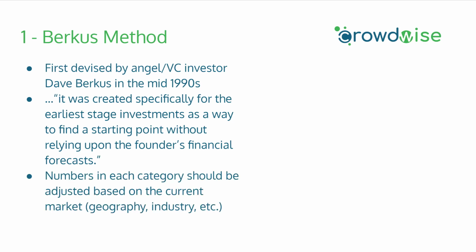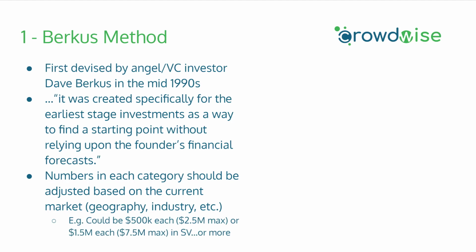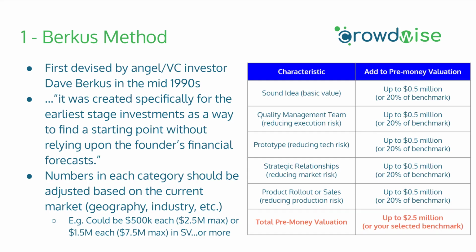Now, the numbers in each category have to be adjusted based on the current market, geography, industry, supply versus demand, and other relevant factors. For example, while the traditional Berkus method assigns $500,000 for each category, which results in a $2.5 million maximum possible valuation for the startup, it could also be $1.5 million in each category, resulting in a $7.5 million maximum valuation. Perhaps this would be more representative of, for example, a Silicon Valley startup. So, what does this look like?